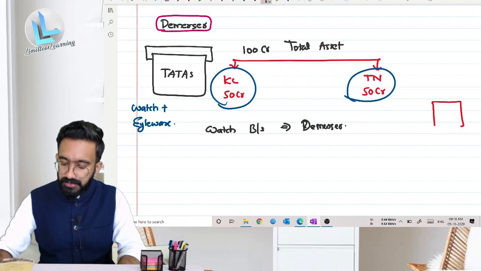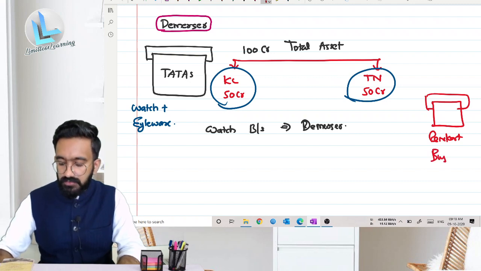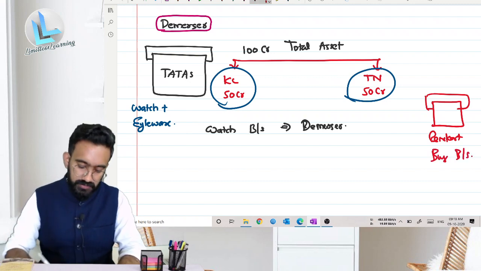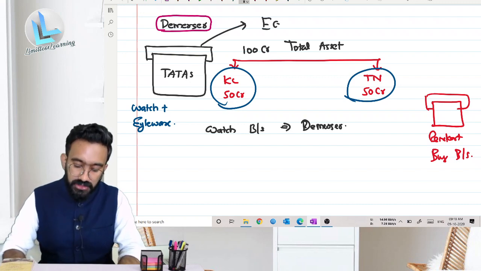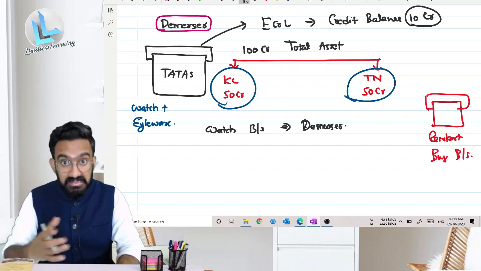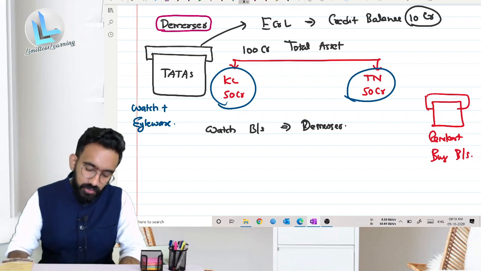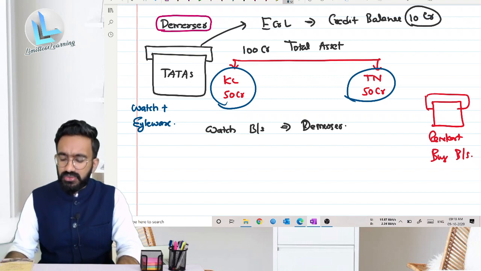Now some other company, say Lenskart, decided to buy their business. Since Tata has invested in a lot of capital goods, their electronic credit ledger has credit balances. They have 10 crore credit balance still there. Now, can Tata give the entire 10 crores to Lenskart?